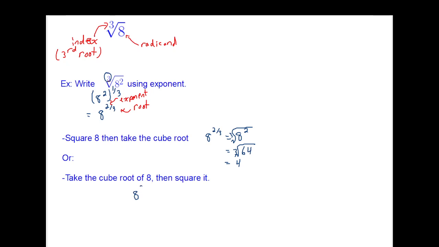Or we could do it the other way where we take the cube root first. The nice thing about doing it this second way is that generally the numbers are a little bit smaller, so you can probably do the calculations. Sometimes you'll be able to do the calculations in your head. So we could take the cube root of 8 first, and then square that answer. So the cube root of 8 just means what number multiplied by itself 3 times gives us 8. Use your calculator if you need to. This is going to be 2. 2 squared would give us 4.